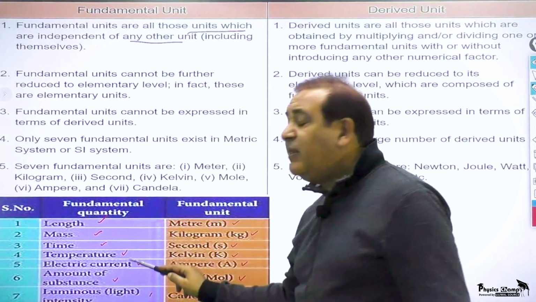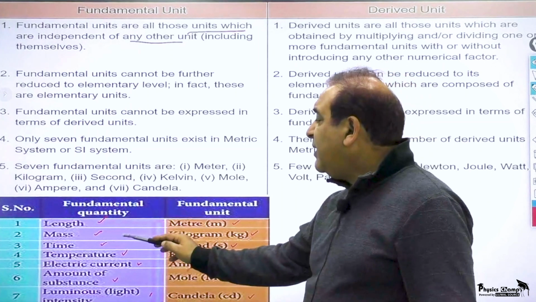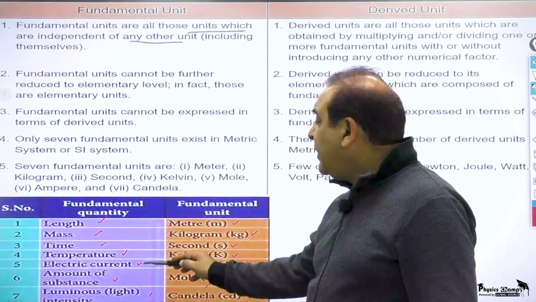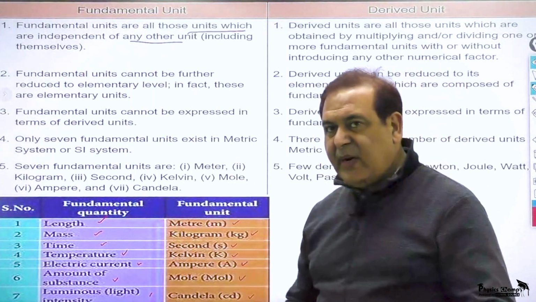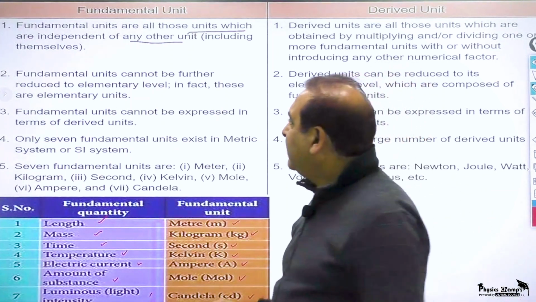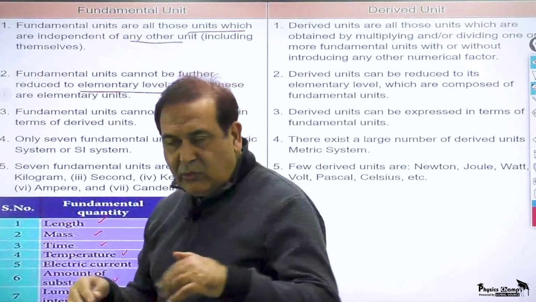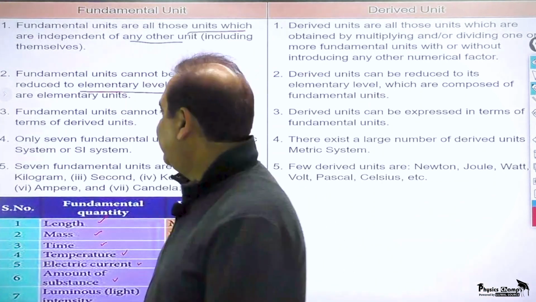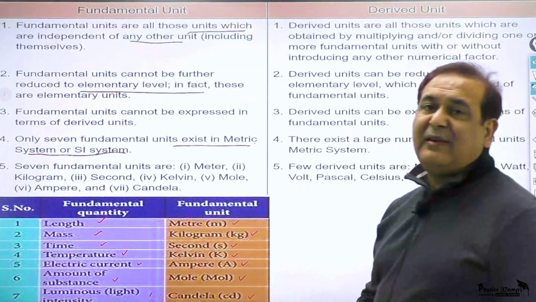So length has nothing to do with mass, time, temperature, etc. Similarly, mass has nothing to do with length, time, temperature, etc. Similarly, electric current has nothing to do with length, mass, and time. They are the 7 fundamental units. They cannot be described further in terms of each other, and they cannot be reduced to elementary level. So you cannot further break it, that it is made up of something else. Only 7 fundamental units exist in metric system or SI system.